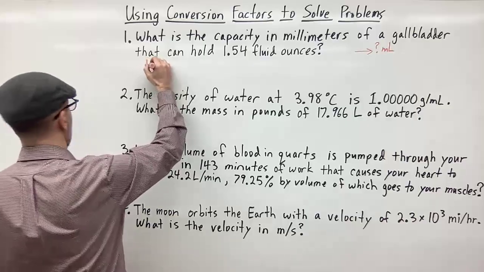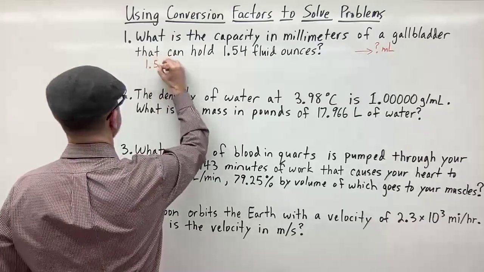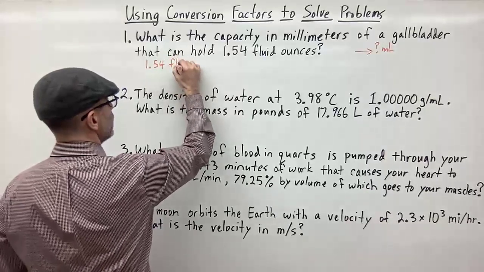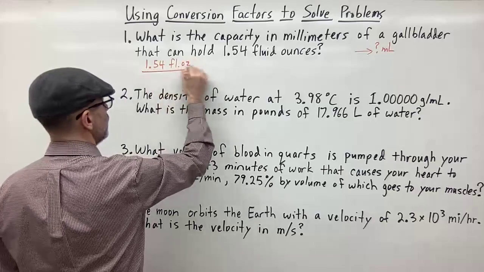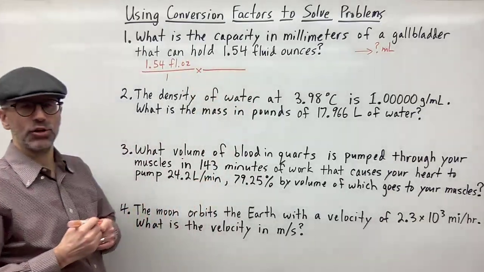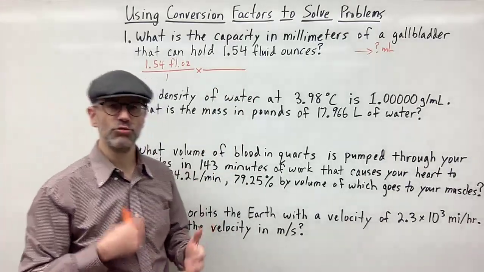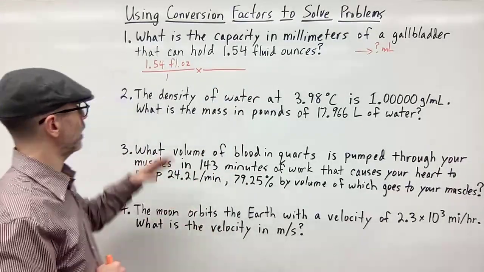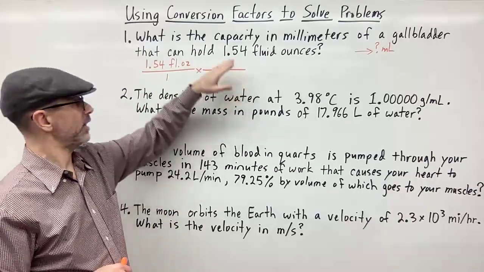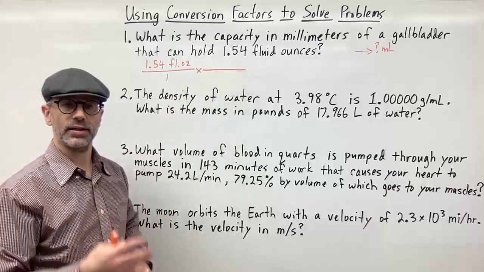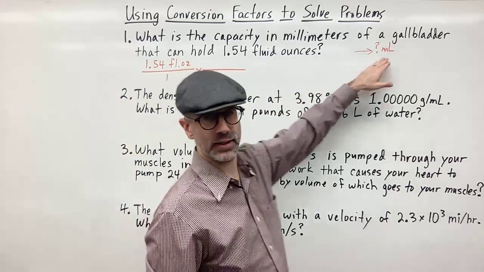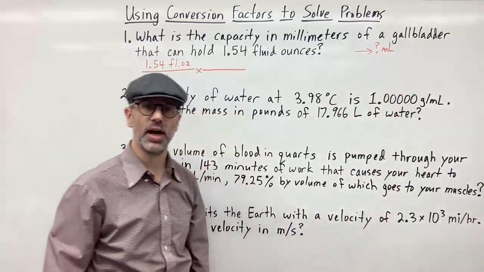So there's 1.54 fluid ounces. We're going to put that over 1, and then we're going to just start converting. And you could use whatever conversion factors that you know, as long as whatever's on top is canceling out with whatever's on the bottom here, and then you get your new unit on top. So we're going to add conversion factors until we get the unit milliliters on top.